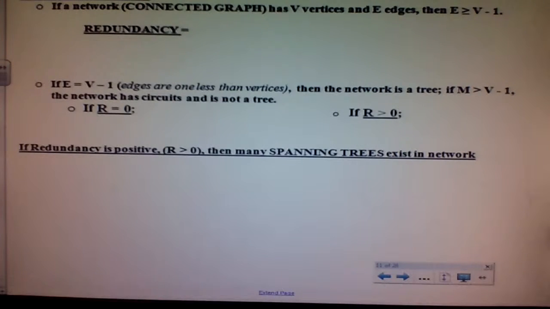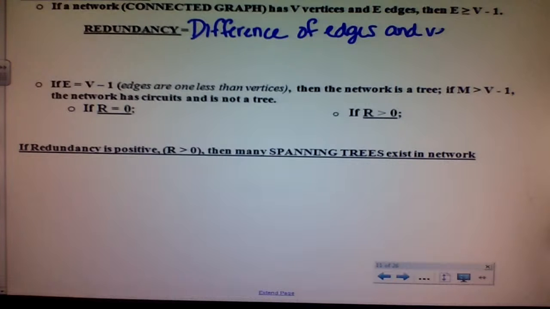So, property number 4 says, if a network, again, that means if I have a connected graph that has V vertices and E edges, if my edges are greater than or equal to my vertices minus 1. What in the world does this mean? Okay, so we have something called redundancy. The redundancy is the difference of your edges and vertices plus 1.